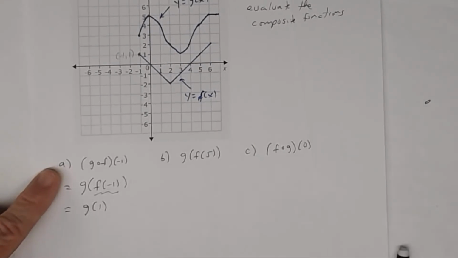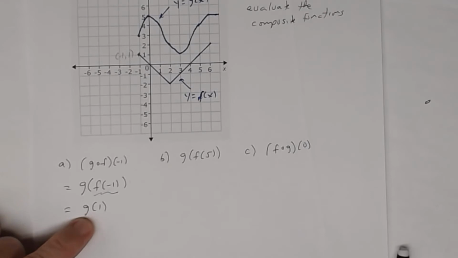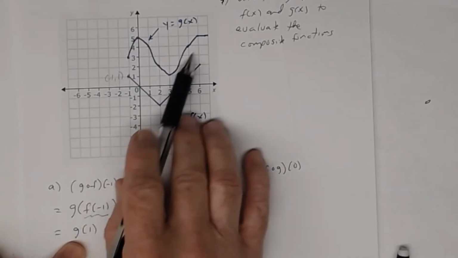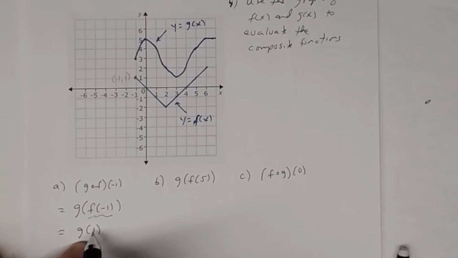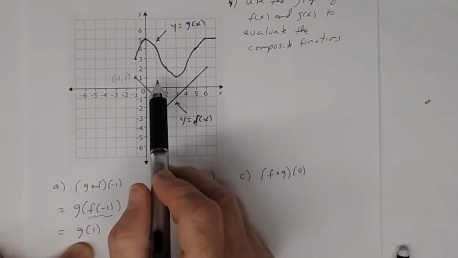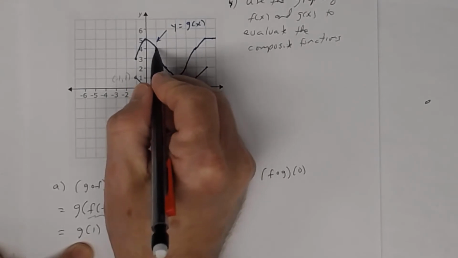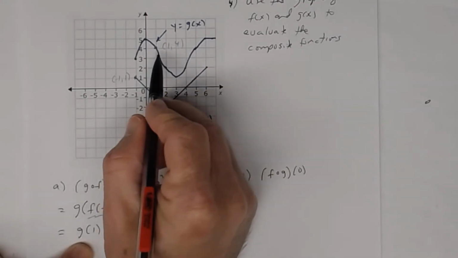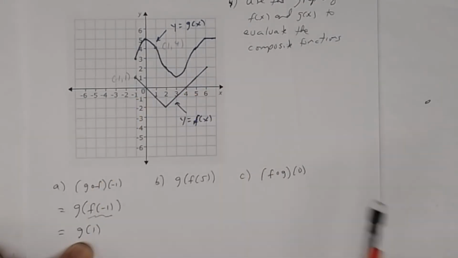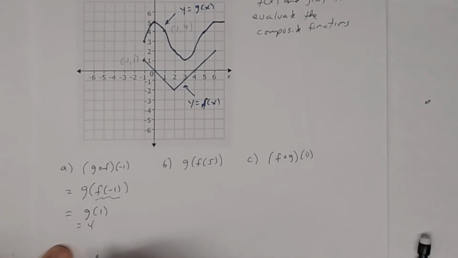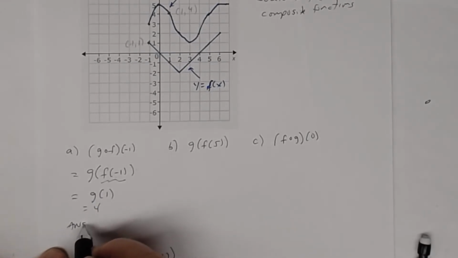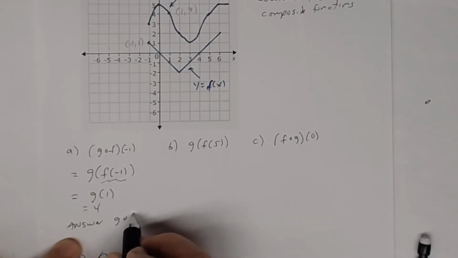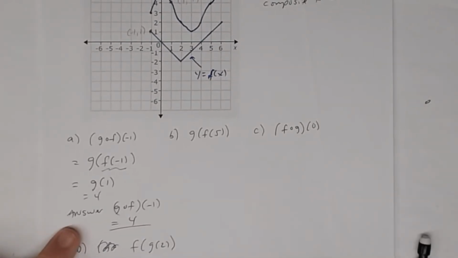And so now I've got to go to my function g, which is the graph above. And this says when x is 1, what's that y value? When x is 1, here's where x is 1. Here's the point on the graph corresponding to that x equal 1. So that's 1, 4, right? So when x is 1, our y value is 4. So this becomes 4. And so therefore the answer, you're going to say g composed with f at negative 1 equals 4. Okay? And so that was letter A.